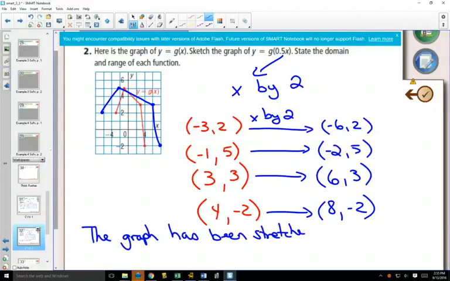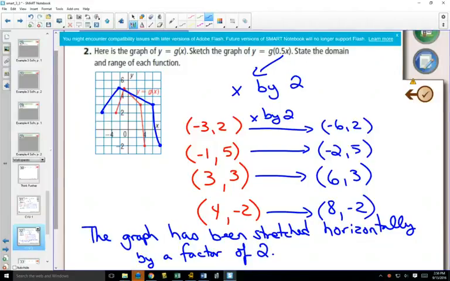Sometimes they ask you to describe in words what has happened. So for this one, we would say it has been stretched horizontally by a factor of 2. We use the word stretched whenever it's bigger than 1, and we use the word compressed whenever it gets squished.